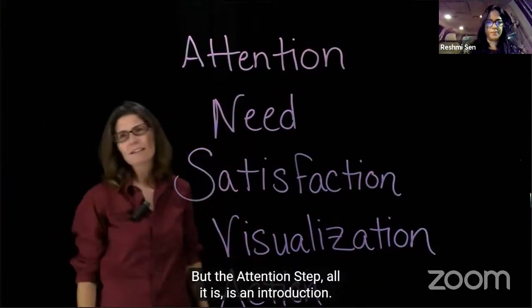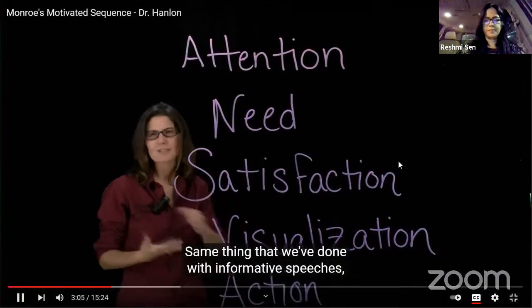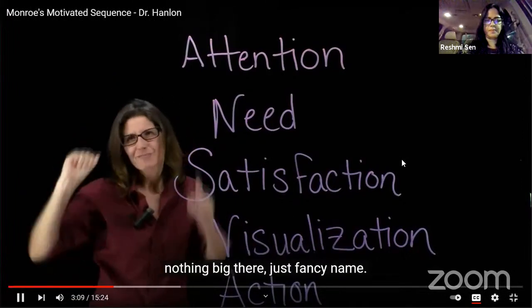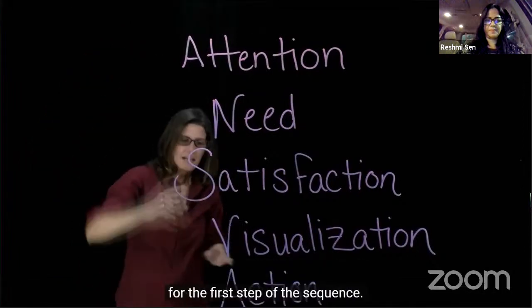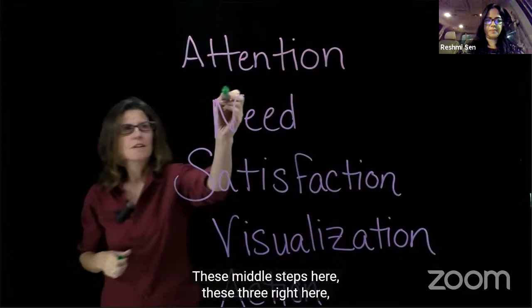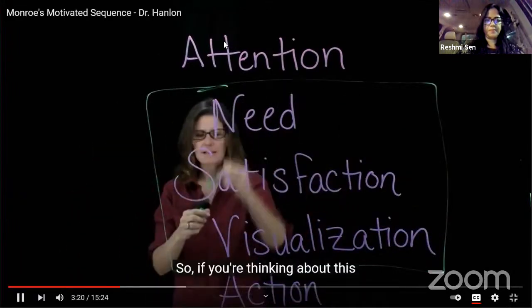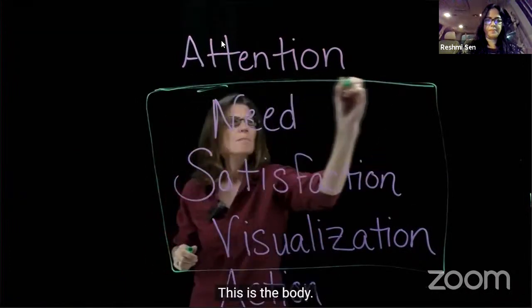But the attention step, all it is, is an introduction. Same thing that we've done with informative speeches, same thing that we did with other persuasive speeches. Nothing big there, just a fancy name, attention, very fancy, for the first step of the sequence. These middle steps here, these 3 right here, this is actually the body of your speech. So if you're thinking about this from the frame of an informative speech, this is the body. So these are your 3 main points. So not a whole lot has changed with this either.